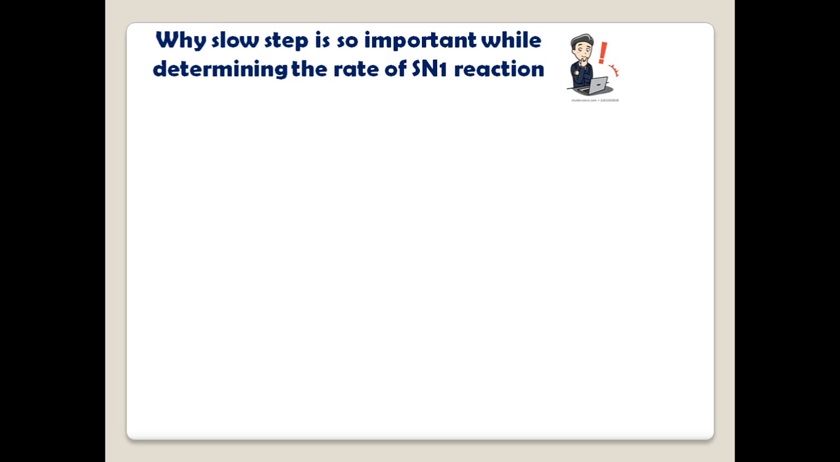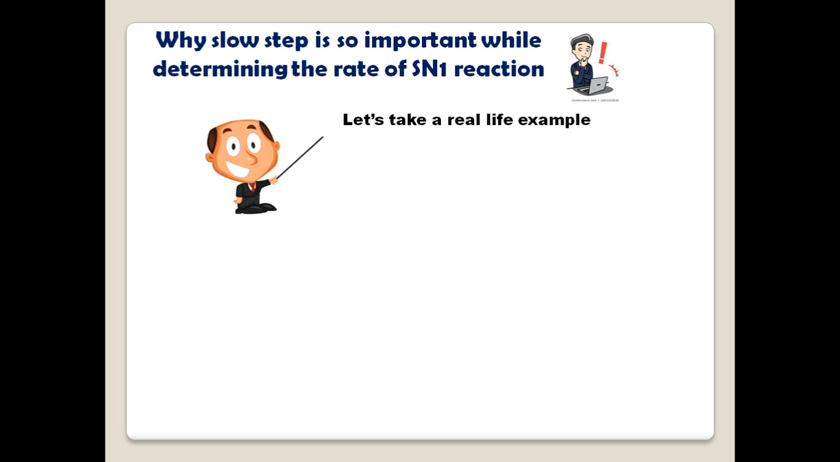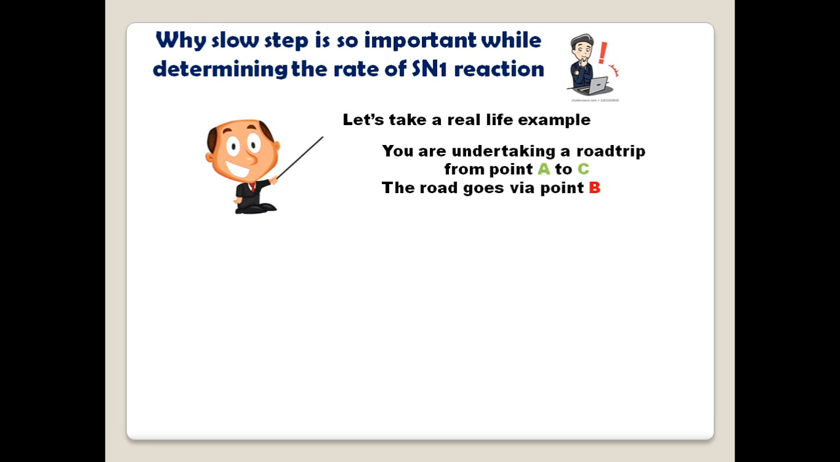Now coming to the SN1. In SN1, the slow step is very important. Why is it so? We will understand this with a real life example. Let's imagine you are taking a road trip from point A to point C. Now a point B is coming in between point A and point C, like this.